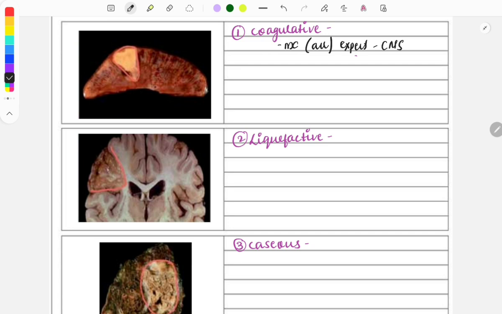The most common reason for coagulative necrosis is hypoxia. Whenever there is hypoxia, the cell will be dying, leading to necrosis. The important finding seen in coagulative necrosis is a triangular shaped infarct, and this is called the tombstone appearance. As you can see in this image of the kidney, there is an infarct, and this infarct is triangular in shape. Questions can be asked giving this image, asking which kind of necrosis is seen in the image.